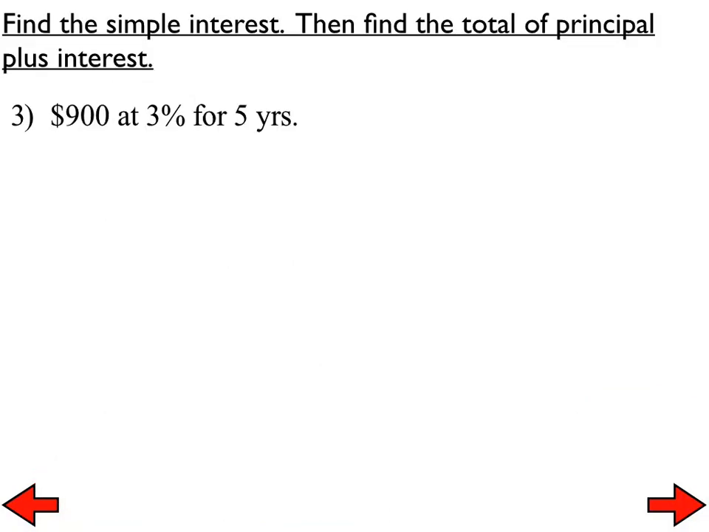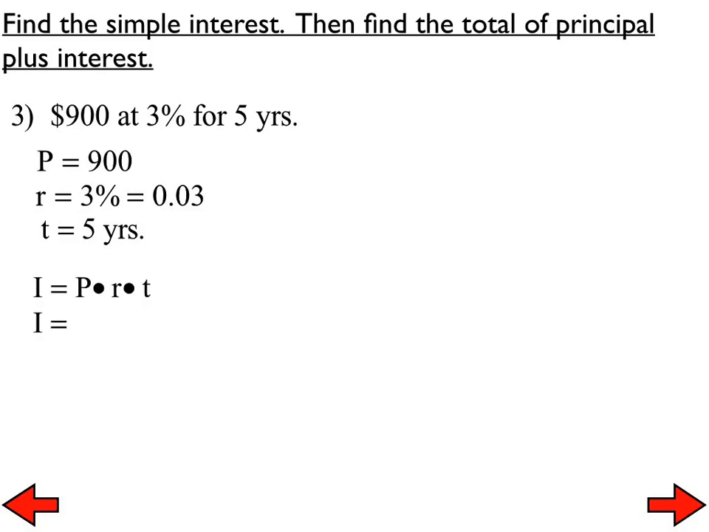In both number 3 and number 4, we're finding the simple interest, and then we're also finding the total of the principal plus the interest. In other words, the amount of money that was put into the bank or the amount of money that was borrowed plus the interest. So for number 3, the principal is 900. The interest rate as a decimal is 0.03. The amount of time is 5 years.